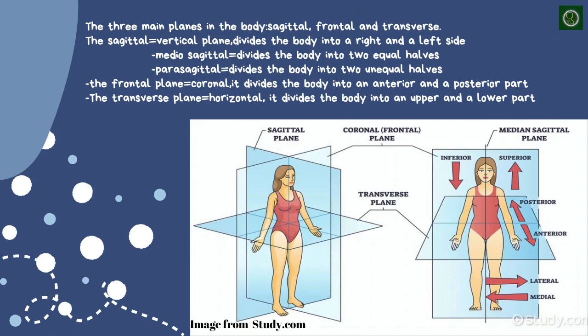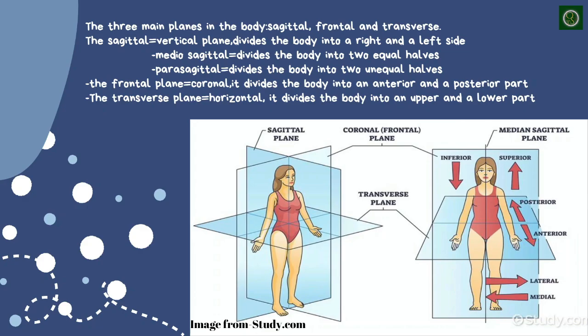Planes. There are three main planes in the body: the sagittal, frontal, and transverse planes. The sagittal plane is vertical, and it divides the body into a right and left side. It can be called median sagittal when it divides the body into two equal halves, and parasagittal when it divides the body into two unequal halves.